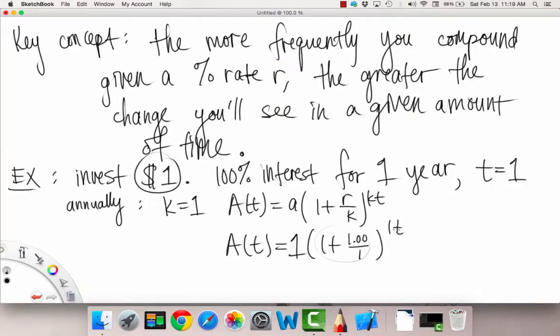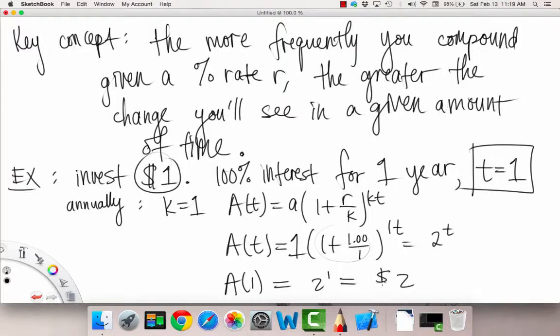So down here this simplifies to 2 to the T power. And if we plug in a 1, because our T is equal to 1, we're given an actual T, we would just plug in a 1 here. So A of 1 is equal to 2 to the 1. So this means we'll have $2 at the end of 1 year, which makes sense, right? If you invest $1 and you get 100% more of that per year, and you only do it for 1 year, you're just going to end up with $2. So we're at 200% of what we started with. So anyway, this was annually.